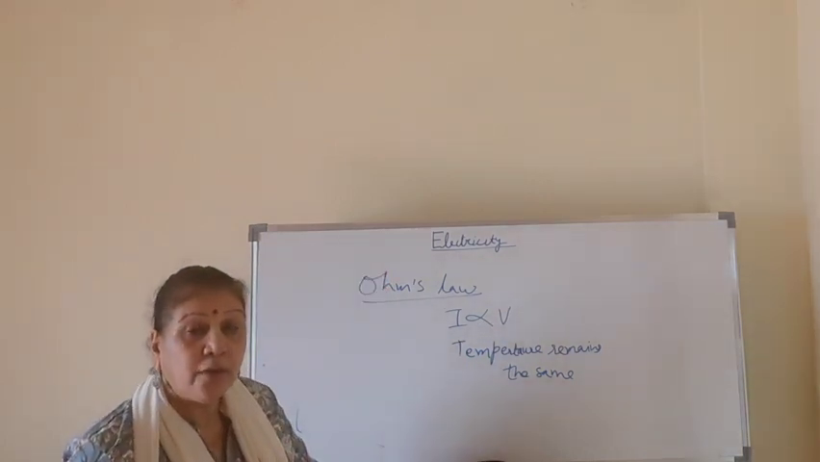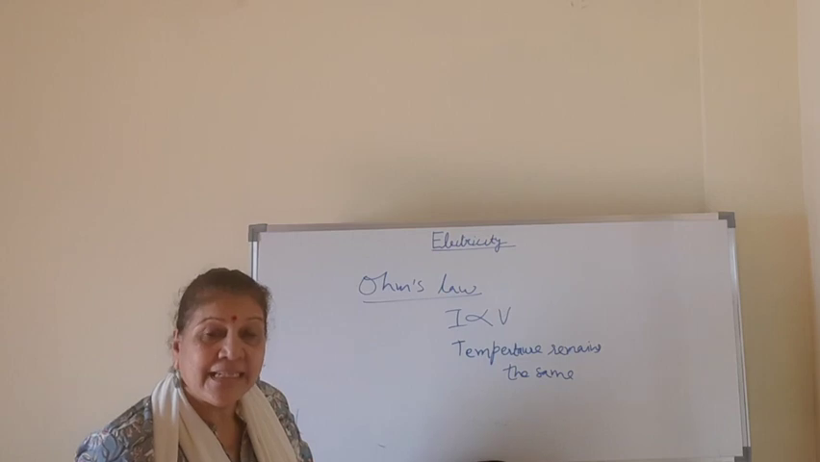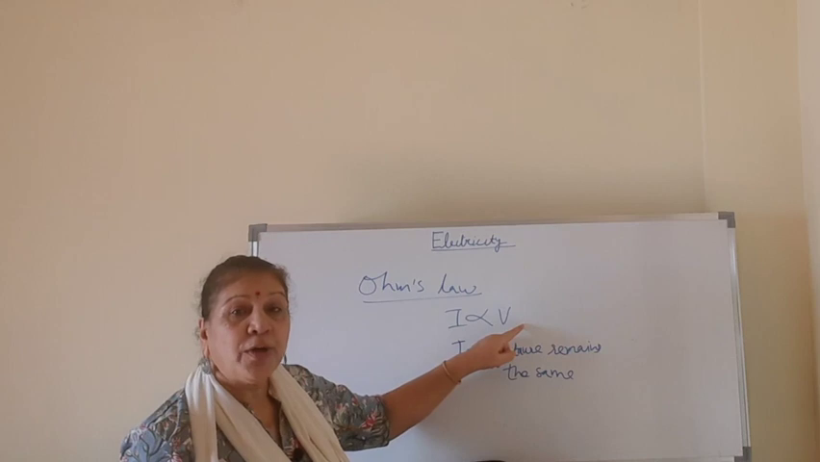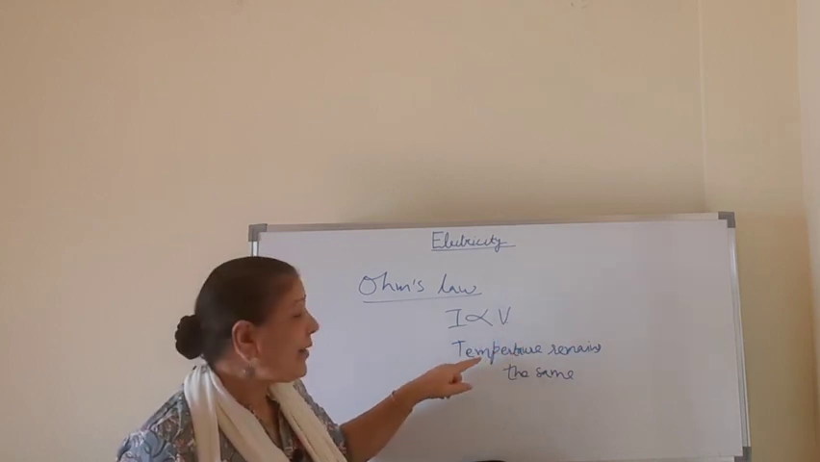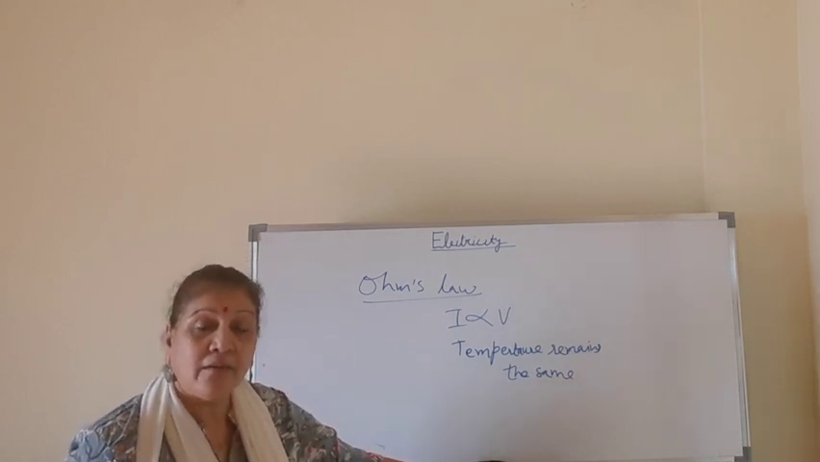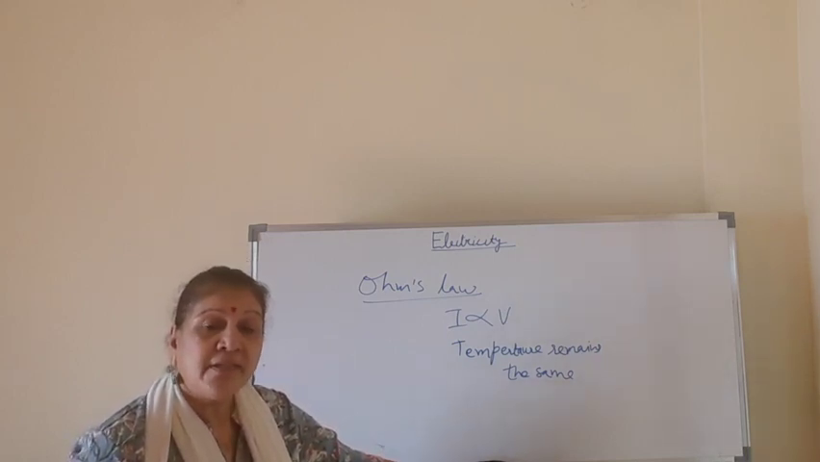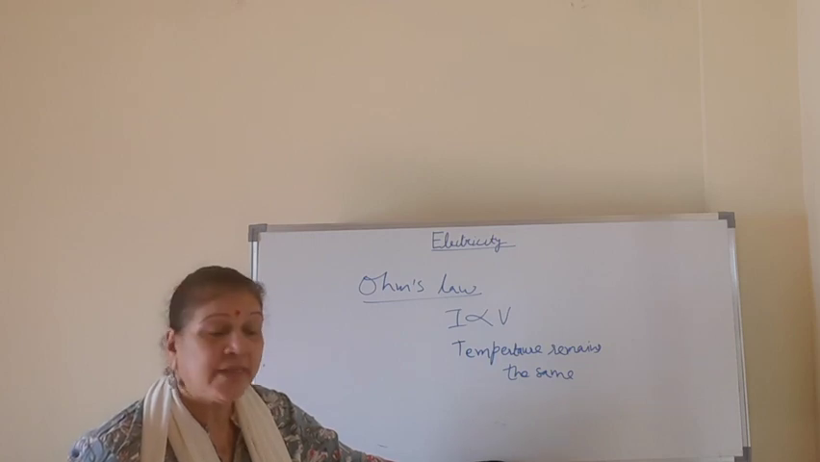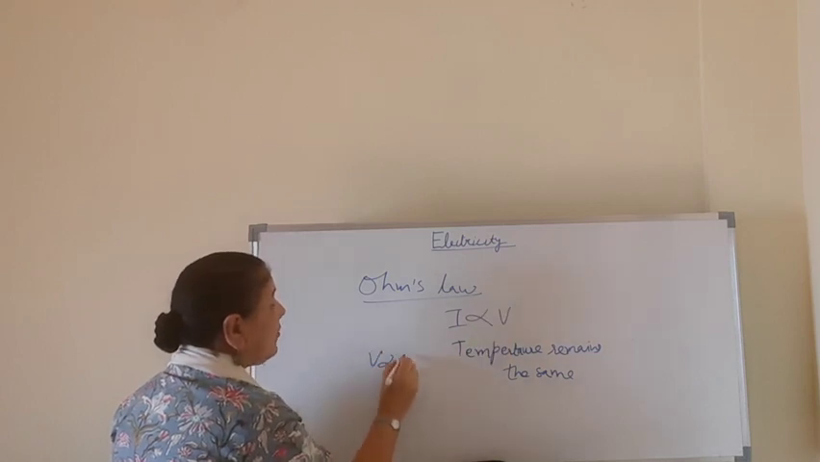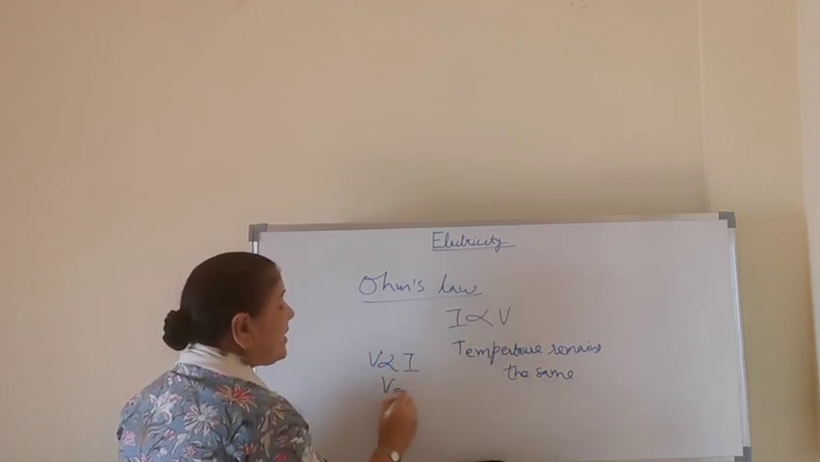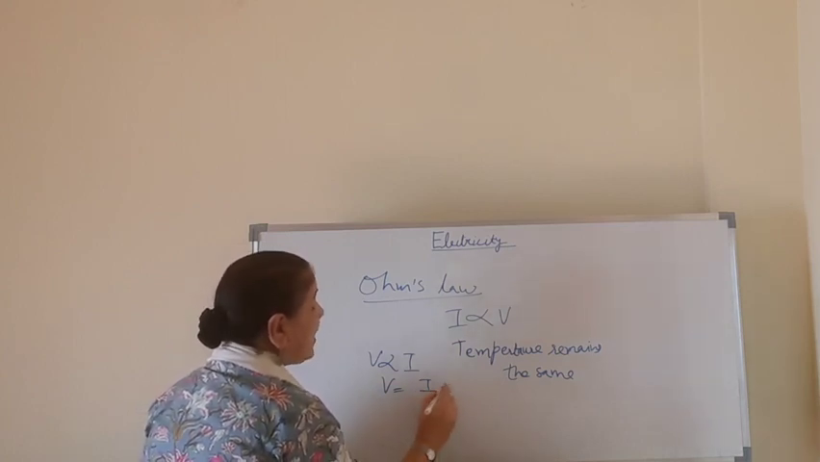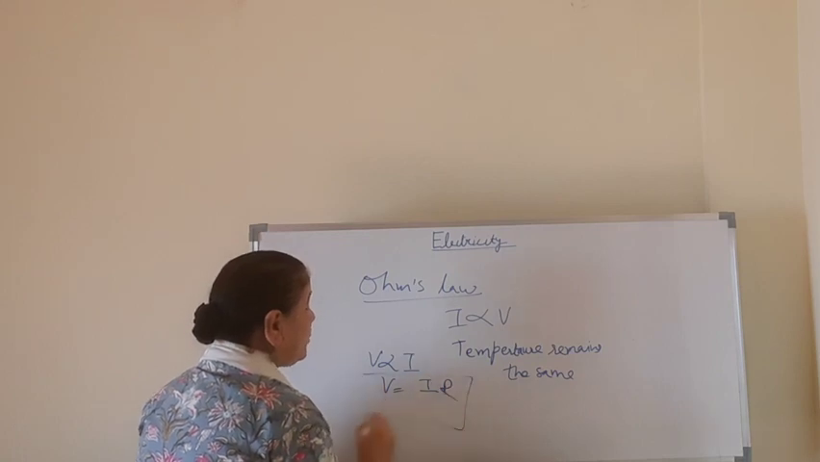Or again, Ohm's law states that the electric current flowing in a conductor is always proportional to the potential difference across its ends, provided the temperature remains the same, or provided the physical conditions remain the same. Any one of them you can take. I can also write this: I is directly proportional to V, or V is directly proportional to I, or V is equal to IR. To remove the proportionality sign, we always have to introduce one constant.